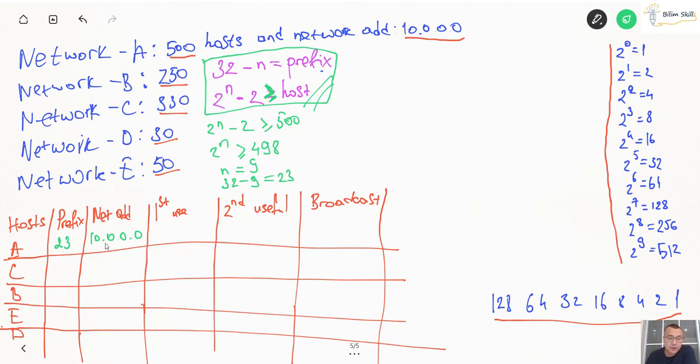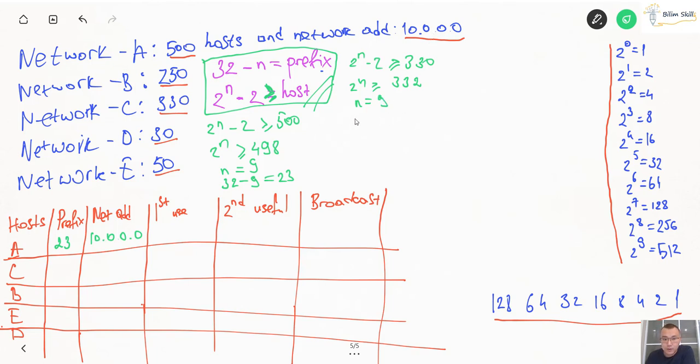Okay, let's find the prefix for the next network. It is network C, right? Because it goes from bigger to smaller. So 2 power of n minus 2 is greater or equal to 330. 2 power of n is greater or equal to 332, and n is equal to how much here? 9, right?